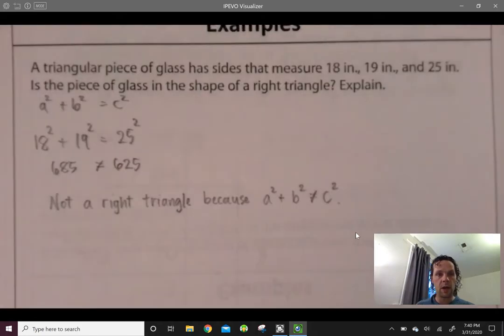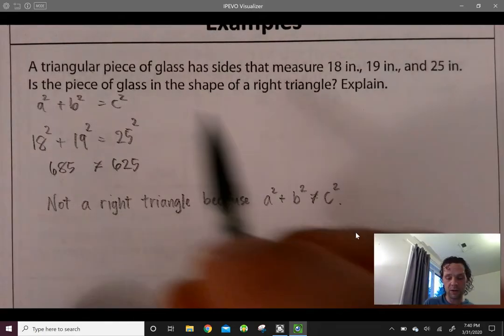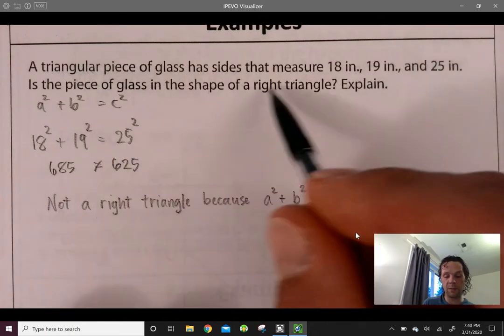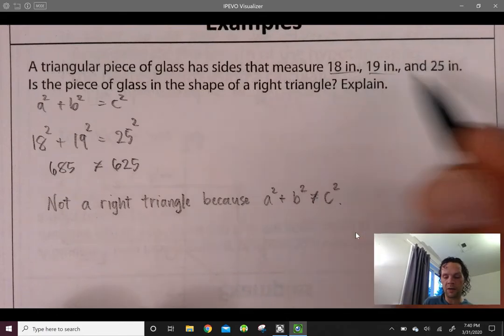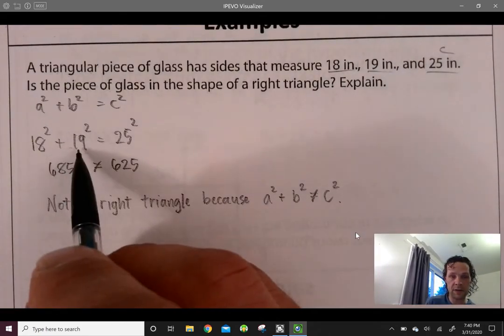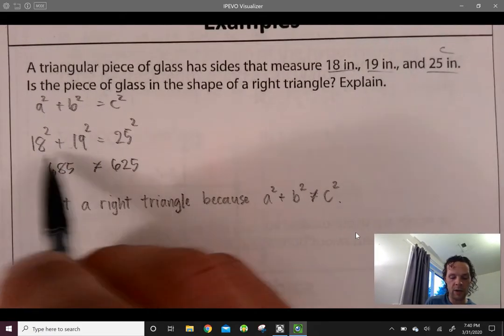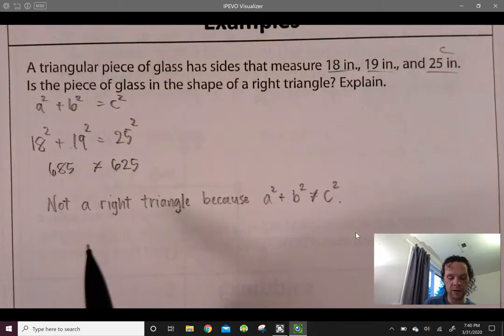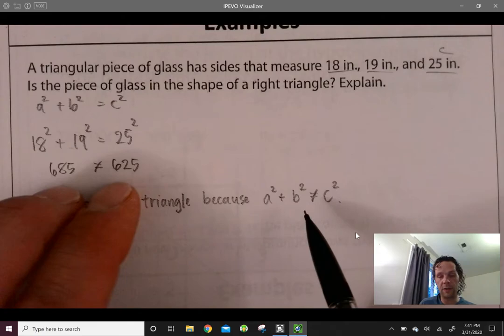A triangular piece of glass has sides that measure 18, 19, and 25 inches. It's got 3 sides. It's a triangle. Is this piece of glass in the shape of a right triangle? Explain. So I got 3 sides. Long side is C: 18, 19, and 25. Plug those values in right down here. Add the squares of the legs. Is it equal to the square of the hypotenuse? No, it is not a right triangle because these values are not equal.